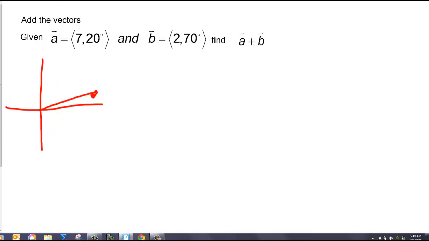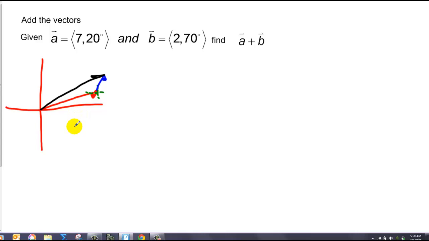So now, again, I create this fictional set of axes on this guy's tip, and I'm going to add the vector 2 at 70 degrees, which is going to be something like that maybe. So my resultant goes from this guy's tail to this guy's tip. And as you can see, there's no way we're adding components here, because if I added components, I'd be at 90 degrees, and clearly I'm not. So there's got to be something to this.